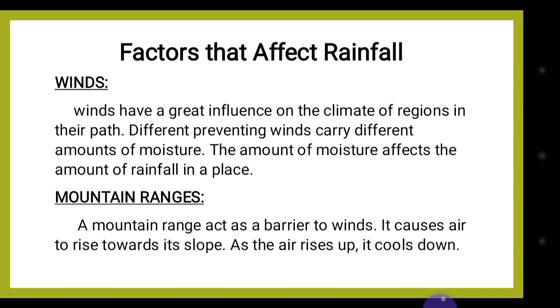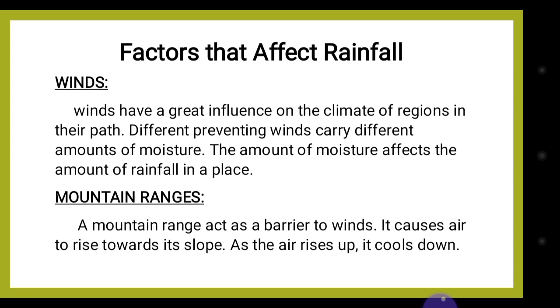Our next topic is the factors that affect rainfall. There are two main factors that affect rainfall: winds and mountain ranges. Winds have a great influence on the climate of a region in their path. Different prevailing winds carry different amounts of moisture. The amount of moisture affects the amount of rainfall in a place.